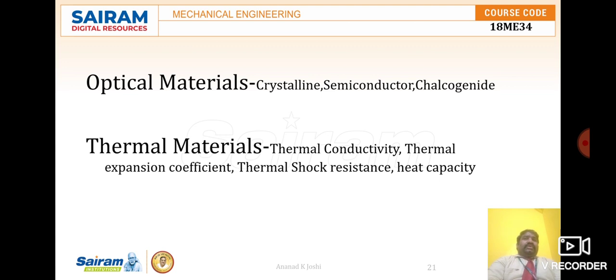So the group of categories we are going to discuss now. Again, first in optical materials, there will be crystalline, semiconductor, and chalcogenide. So what is crystalline? Synthetic crystal growing techniques have made single crystals available, such as lithium fluoride, and even calcium fluoride and potassium bromide, which are capable of transmitting optical radiation in the UV region, and many alkali halide crystals are capable of transmitting in the far infrared region.